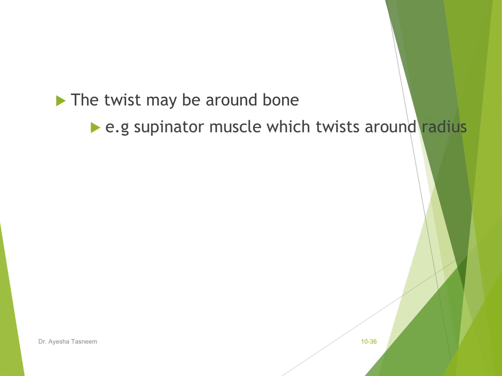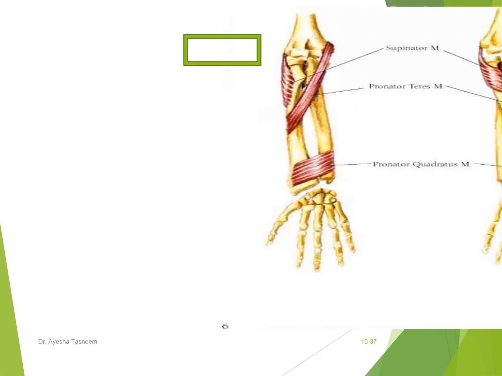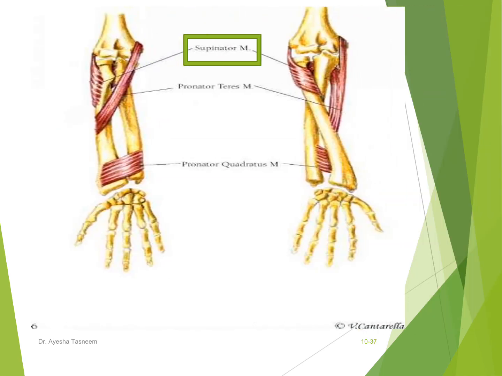The twist may be around some bone like supinator muscle. Here you can see supinator is labeled there. You can see in both figures there is twist. The origin is from one side, it is twisting around a bone and it is inserting into the twist around the radius.